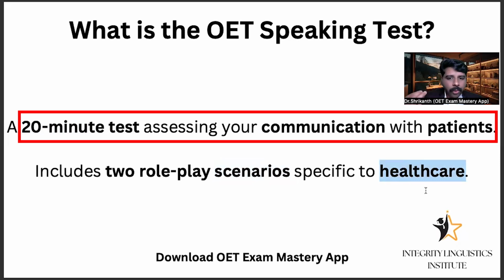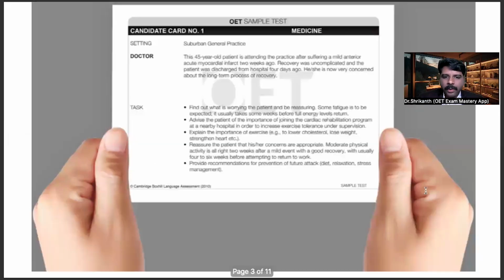So if you are a doctor, obviously you will be getting an OET speaking question paper or a cue card which is related to the MBBS profession. And if you're a nurse, you will be getting a nursing cue card so that the candidate can effectively communicate with the person. Understood? All right.